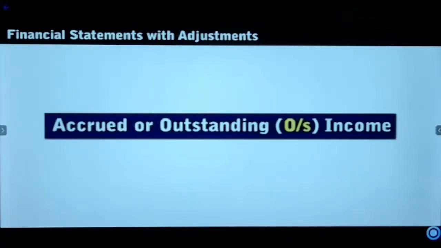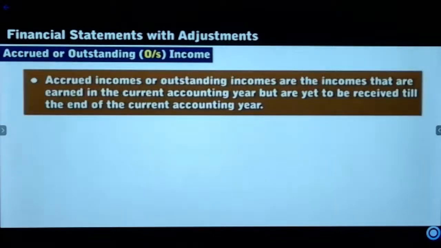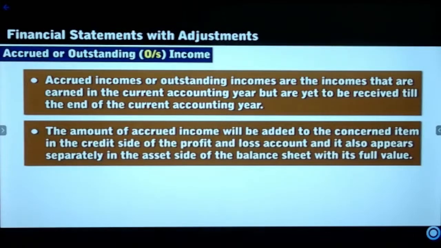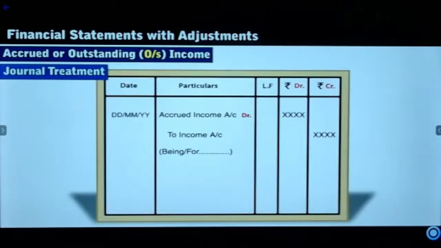Another adjustment is related to accrued or outstanding income. Accrued incomes or outstanding incomes are the incomes that are earned in the current accounting year, but are yet to be received till the end of the current accounting year. The amount of accrued income will be added to the concerned item on the credit side of the profit and loss account, and it also appears separately on the asset side of the balance sheet with its full value. Journal treatment will be accrued income account debit to income account.